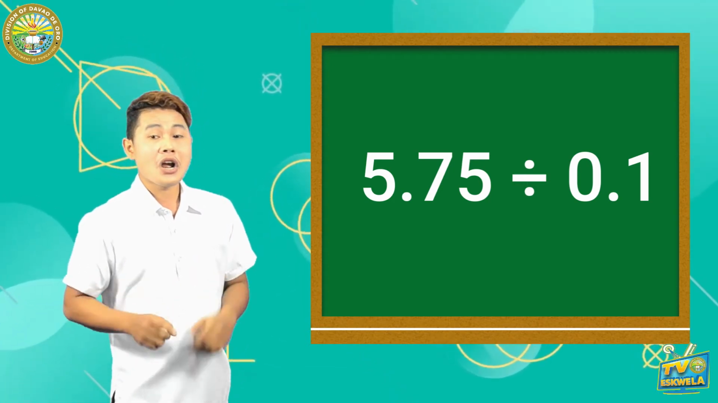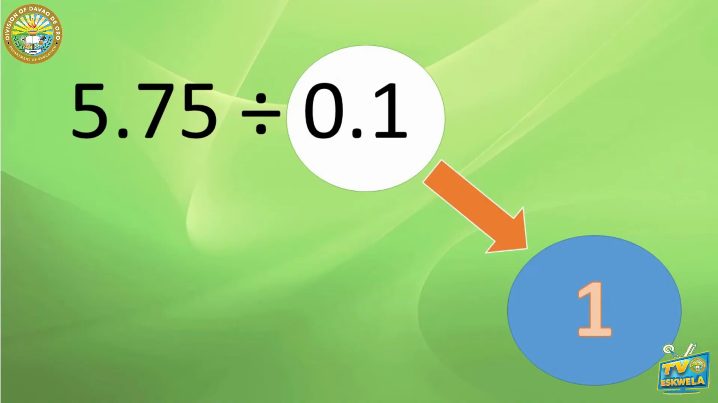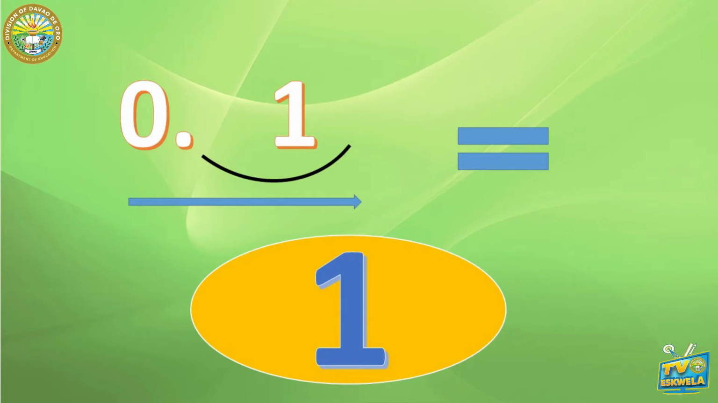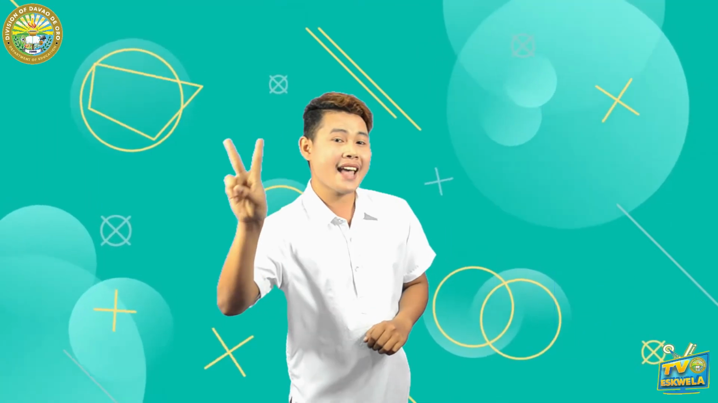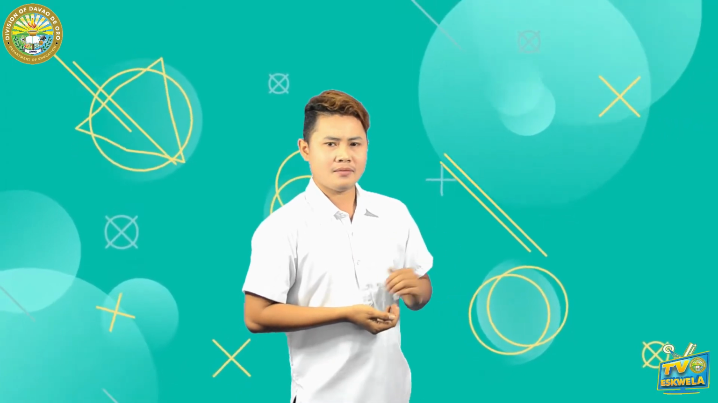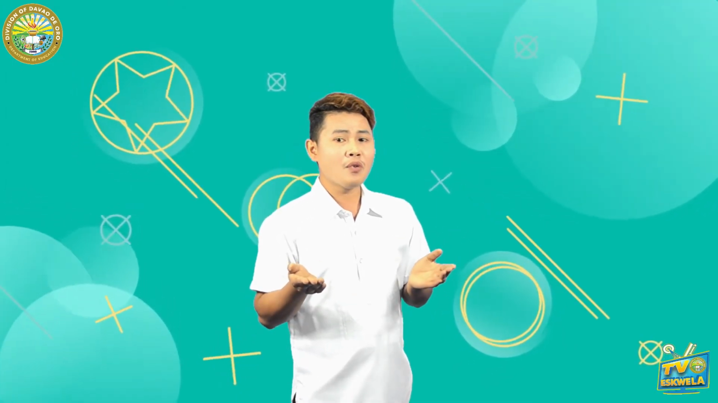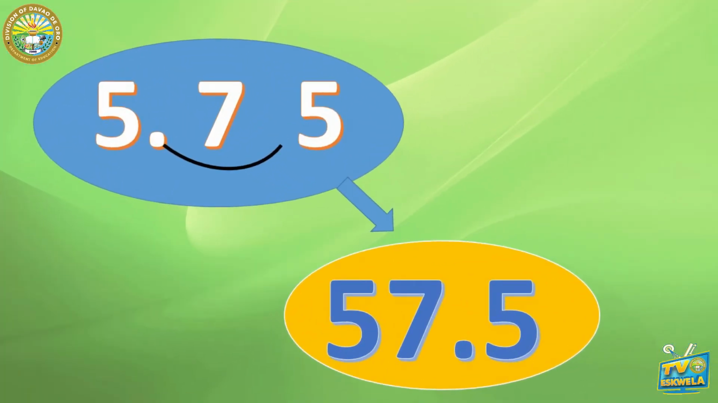Following the procedure, first, we will change the divisor 0.1 into a whole number. Now, we will move the decimal point into the rightmost place. Second, we will move the decimal point in the dividend. Since we only move one place in our divisor, therefore, we will also move one place in our dividend. This will become 57.5.